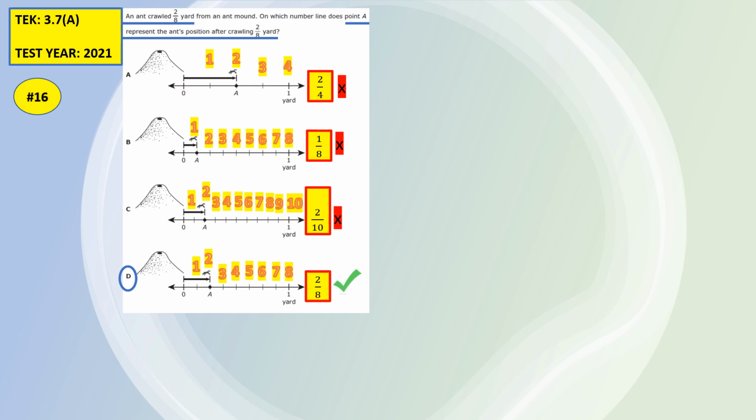So hopefully that's the same answer that you chose. And if so, you're as amazing as I know you are. And if you did not choose answer choice D, that's okay. You may just need to work on the skill of recognizing fractions with number lines.